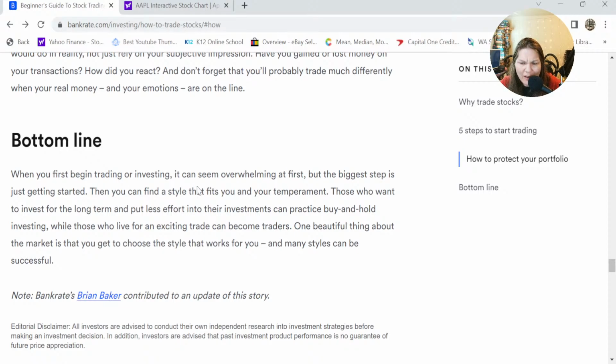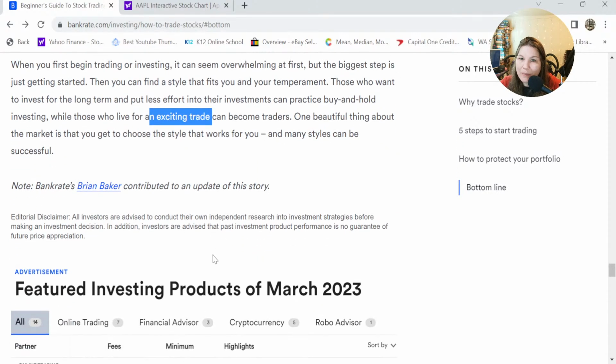Then you can find a style that fits you and your temperament. Those who want to invest for the long term and put less effort into their investments can practice buy and hold investing, while those who live for an exciting trade can become traders. Or you might not live for an exciting trade, but you really might need to grow a small amount of money faster, so you want to be doing more trades. One beautiful thing about the market is that you get to choose the style that works for you, and many styles can be successful.